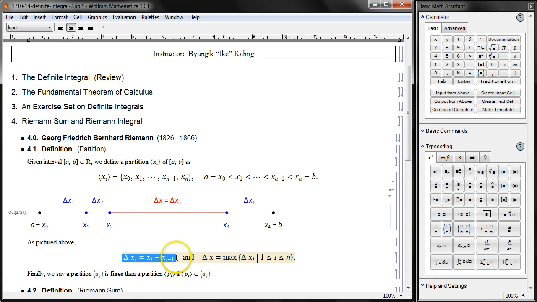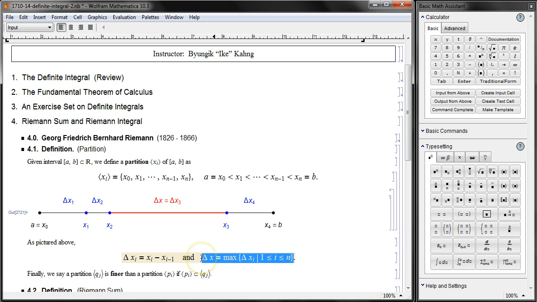And we define delta xi as xi minus xi minus 1. Basically, it's the width of each subinterval. x1 minus x0, this is width. And then the next width, delta x2, this width, the biggest among these, and then this width, and so on. And then we say delta x, without the index, is the maximum of all those widths. In this particular case, the red one, delta x3, is the maximum.